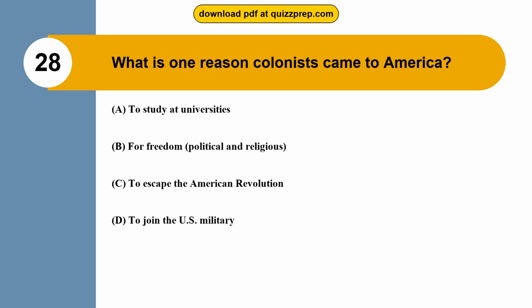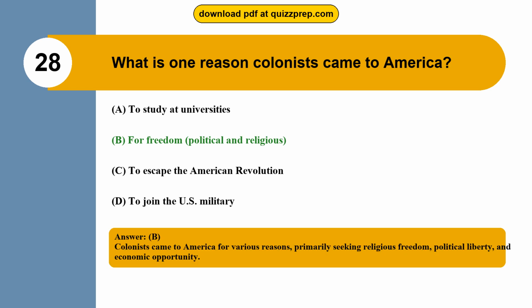Question 28. What is one reason colonists came to America? Option A, to study at universities. Option B, for freedom, political and religious. Option C, to escape the American Revolution. Option D, to join the U.S. military. The correct answer is option B, for freedom, political and religious. Colonists came to America for various reasons, primarily seeking religious freedom, political liberty, and economic opportunity.